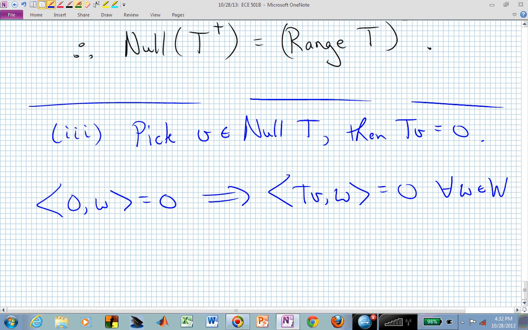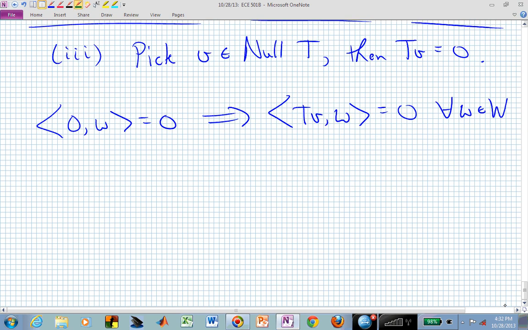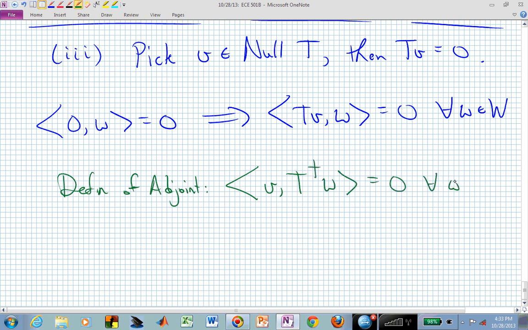And what's going to be our next step? Now we just apply the definition of the adjoint to this inner product. So TV inner product with W is equal to, by definition of the adjoint, we now know that V is orthogonal to T dagger applied to W.